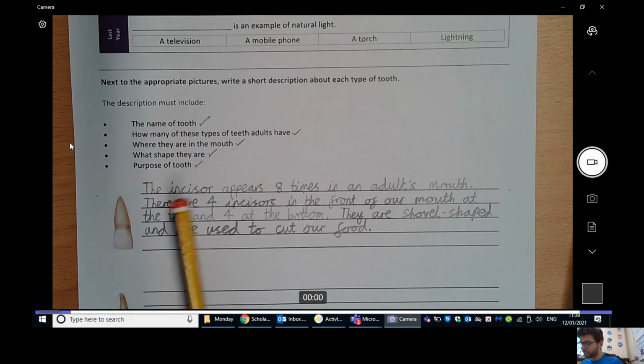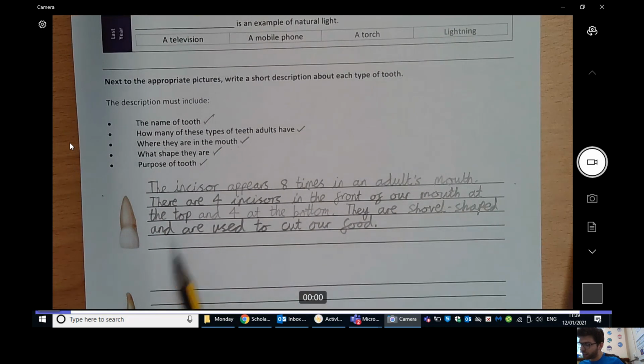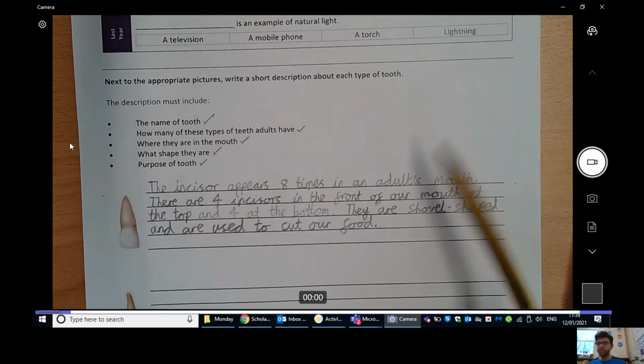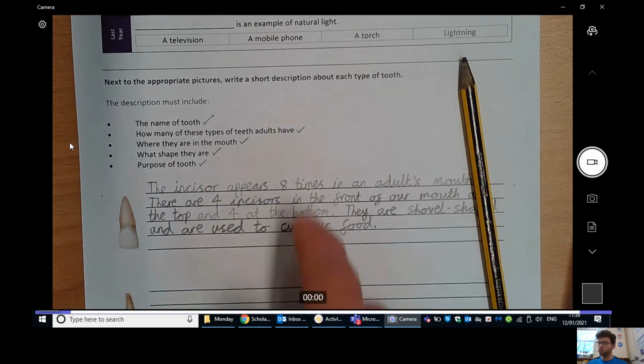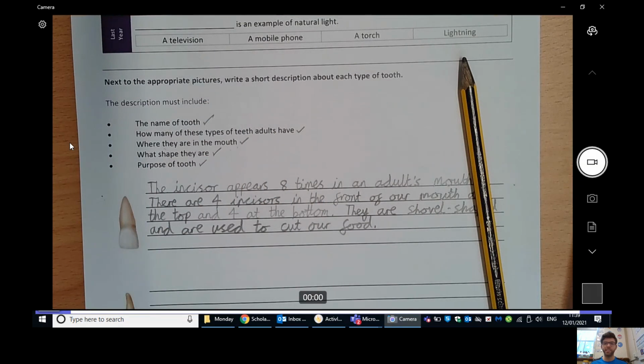Let's read through it one more time. So the incisor appears 8 times in an adult's mouth. There are 4 incisors in the front of our mouth, at the top, and 4 at the bottom. They are shovel-shaped and are used to cut our food. That is a perfectly good description of the incisor. It tells us all of these bits of information over there. So I can say very, very happy with that.